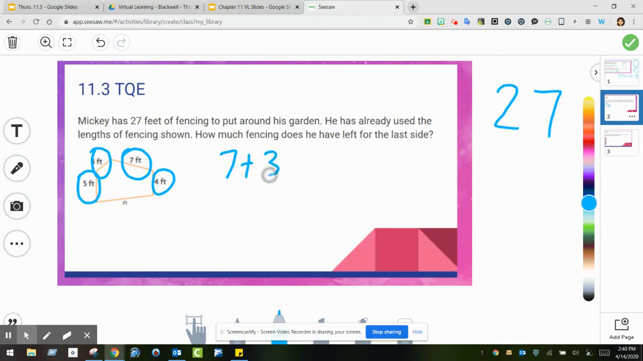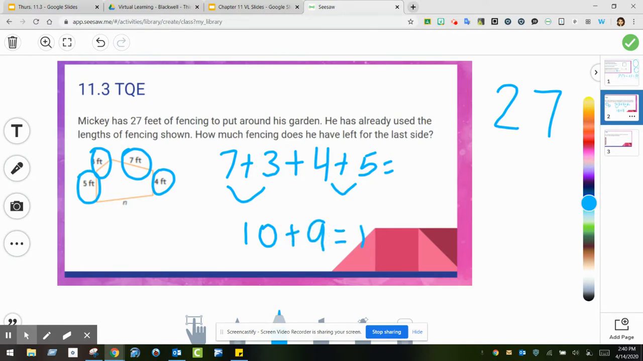7 plus 3 plus 4 plus 5. These two would be easiest to add first. 7 plus 3 is 10. 4 plus 5 is 9. So I'm going to add those together and I have 19. What should I do next? I now know that so far I used 19 feet of fencing, but I still need to figure out this last measurement. What should I do?